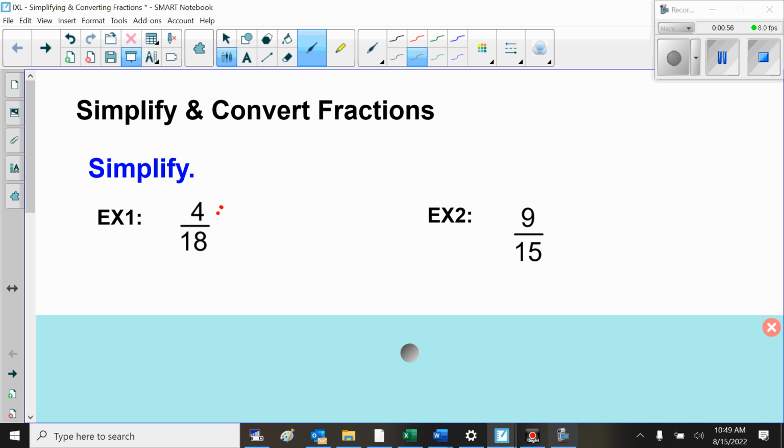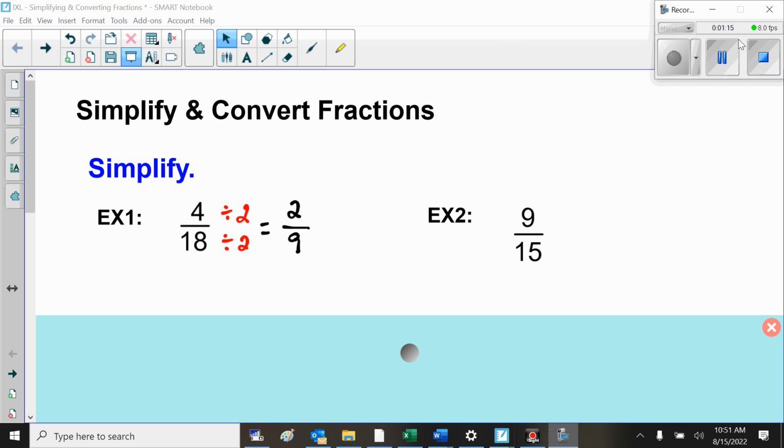So this is the way I want you to show it. You're going to show that you are dividing in the numerator and the denominator. So once you do that, 4 divided by 2 is 2, and 18 divided by 2 is 9. And there is my simplified fraction.